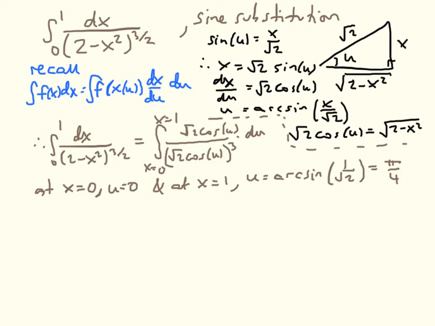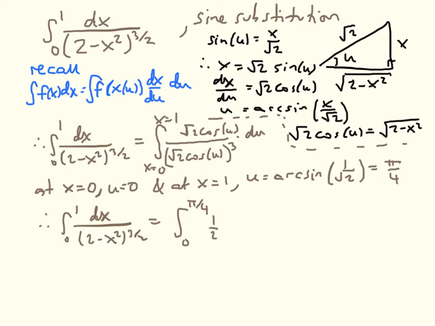So therefore, our integral 0 to 1 dx over 2 minus x squared to the 3 halves is the integral now expressed in terms of u from 0 to pi over 4. And here we have root 2 times cos u. On the bottom we have root 2 cos u cubed. So we have 1 over root 2 cos u all squared. The 1 over root 2 squared is going to give us a factor of a half.